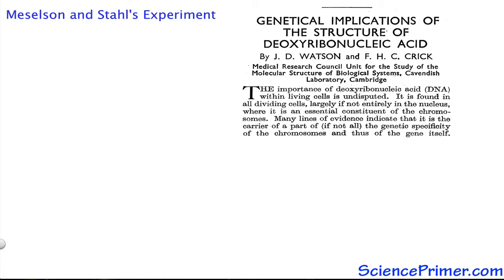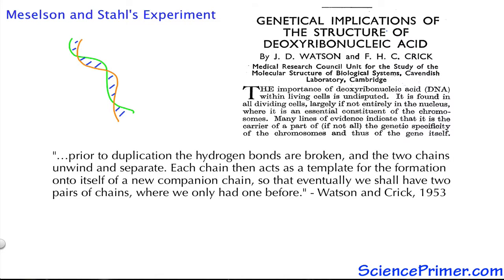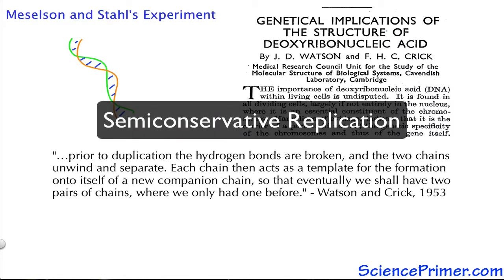In their second paper on the structure of DNA, Watson and Crick described in general terms how the double-stranded structure of DNA suggests a pattern for copying the DNA during each round of cell replication. Prior to duplication, the hydrogen bonds are broken and the two chains unwind and separate. Each chain then acts as a template for the formation onto itself of a new companion chain, so that eventually we shall have two pairs of chains where we only had one before. This pattern has since come to be called semiconservative replication.